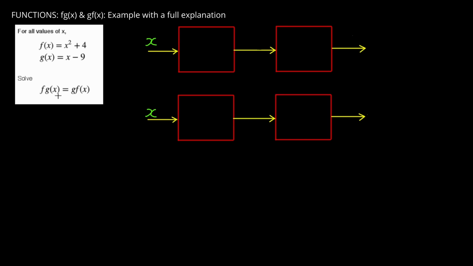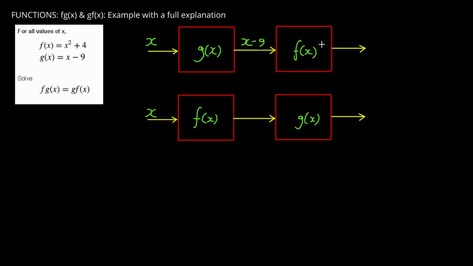f g x. Well, what this means is that we put x into the g function first. That produces a result, and that then goes into the f function. And the reverse, of course, is true, g f x. So let's work out in algebraic terms what happens. So the first steps are always simple. X becomes g of x. So this is x minus 9 comes out of here.